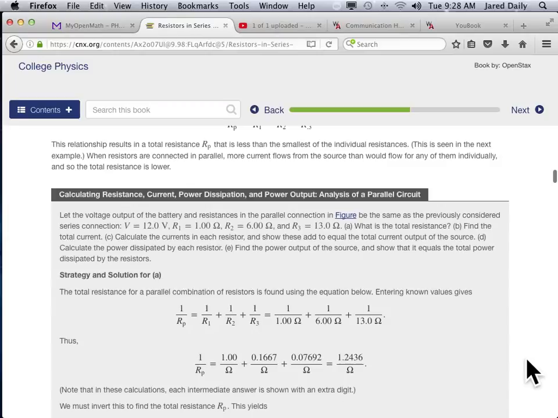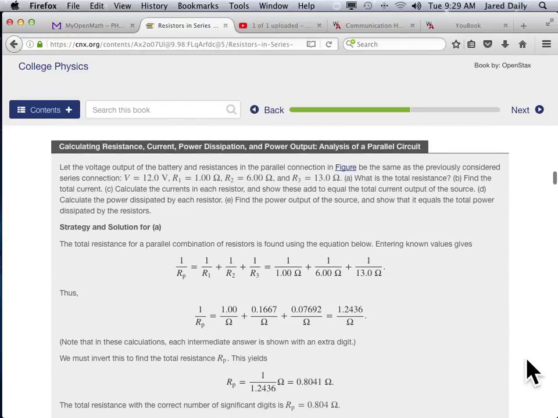So let's take a look at this example where we do this. We have the voltage output of the battery above. We have 3 resistors, and they tell us the 3 resistances: 1 ohm, 6 ohms, and 13 ohms, just like the previous example. We're going to use a 12-volt battery again. And we want to know the total resistance. So here's the formula. We plug it in: 1 over 1, 1 over 6, and 1 over 13 ohms. We figure out those. If you really want to do a common denominator and add them up, you can. I just use a calculator. But in the end, you're going to get a value for 1 over the equivalent resistance, or 1 over the resistance in parallel, equal to 1.2436 divided by ohms. So this is not a resistance.